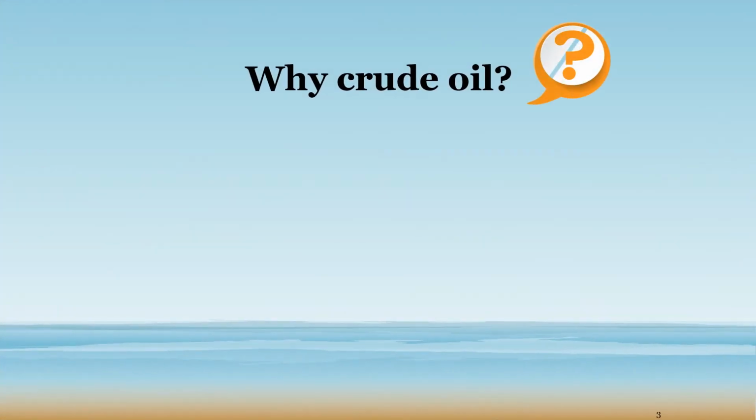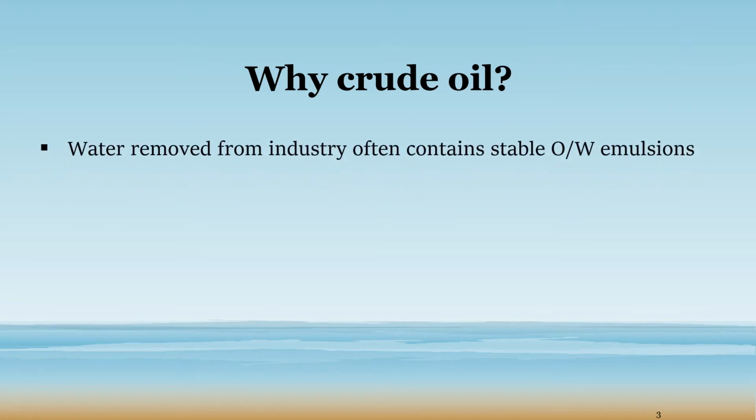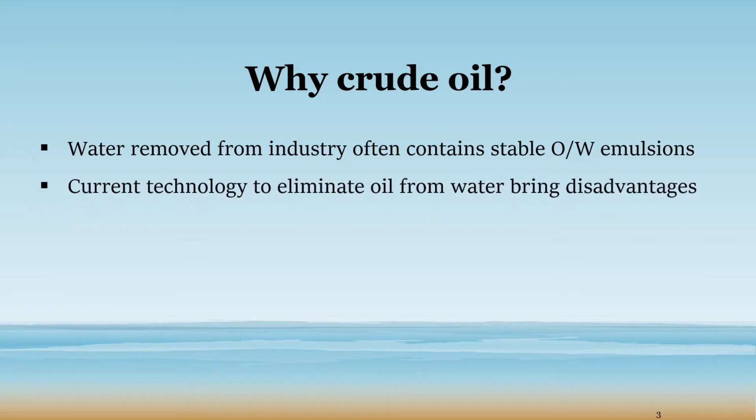Why do we choose crude oil instead of other pollutants? This is because water removed from the industry often contains stable oil in water emulsions that are difficult to be separated out using current technology. There are several processes commonly used in current technologies to eliminate oil from water, for example, photooxidation and microbial biodegradation, but these processes bring disadvantages to the environment and living organisms.